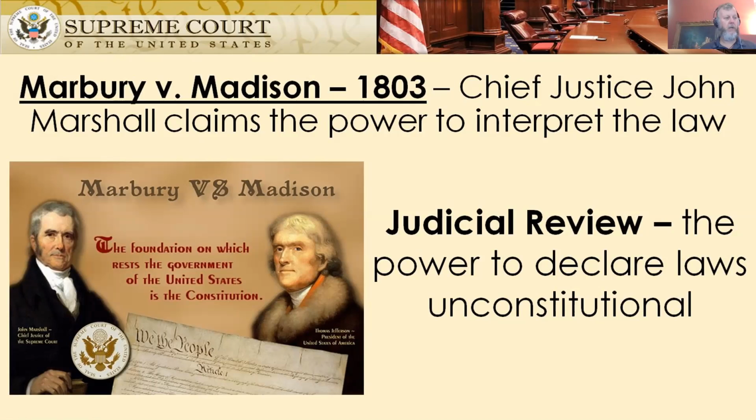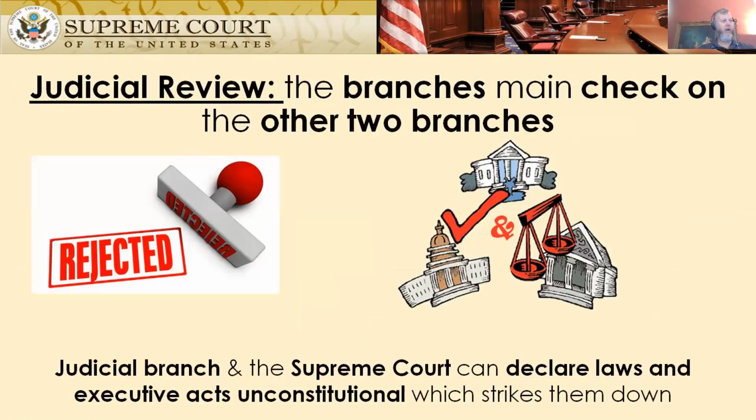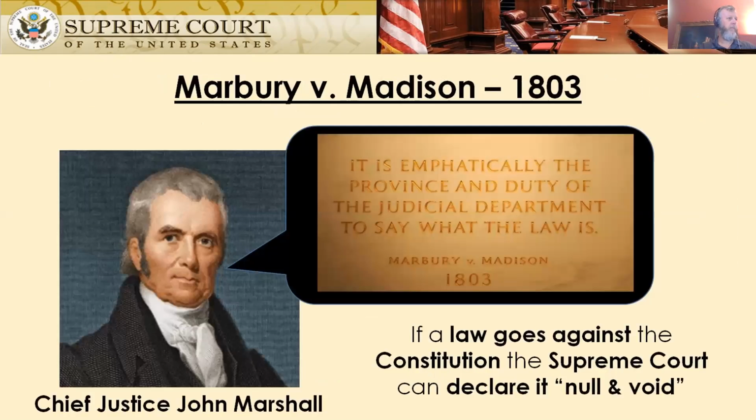Now, this is huge. The reason is because at this point, now you have the whole idea, where's my slide? They are now able to check the other 2 branches. Up until then, the legislative and executive branch had more power, but by establishing this concept of judicial review, it gave the Supreme Court the same kind of power and authority that the other 2 branches had. So we can see here, it is emphatically the province and duty of the judicial department to say what the law is. That makes sense.